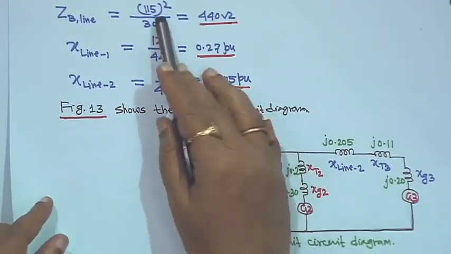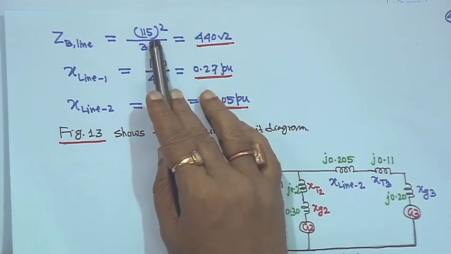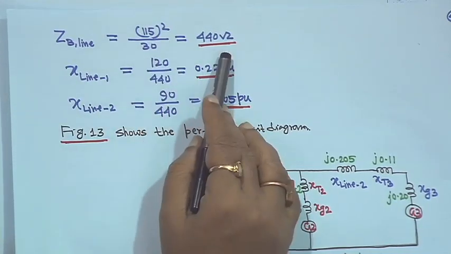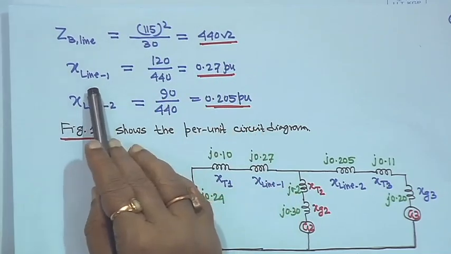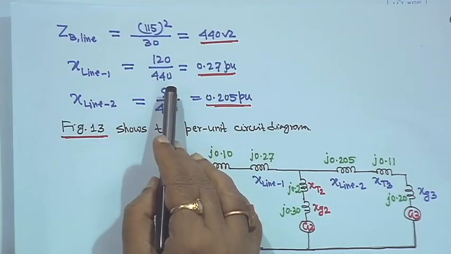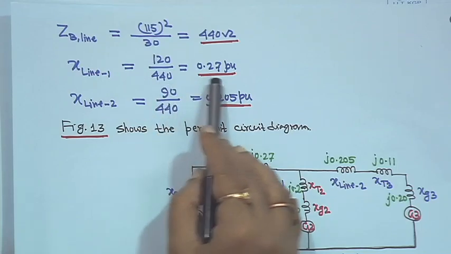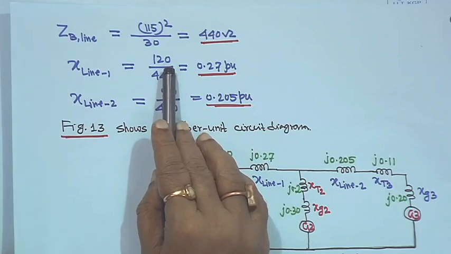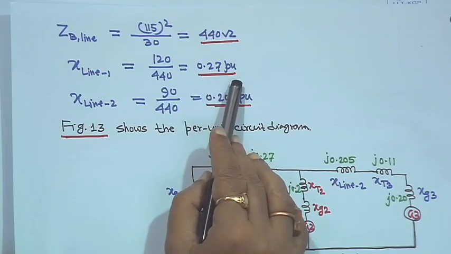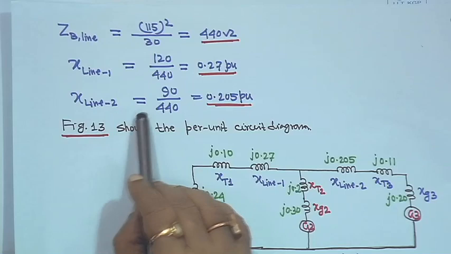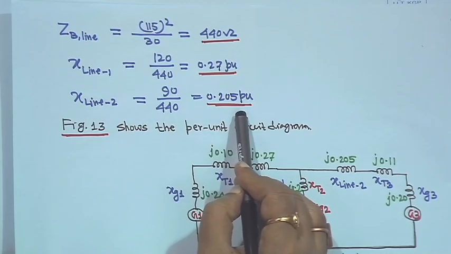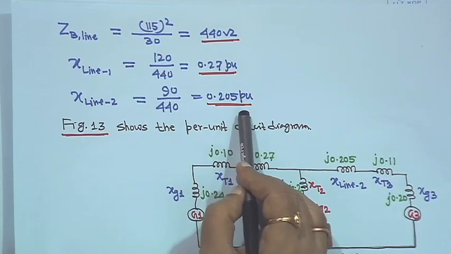Now, for the line, 115 kV is the line base voltage. So ZB line is 115 squared upon 30, that is 440 ohm. So X line is 120 by 440, which is 0.27 per unit, because the line reactance was given as 120 ohm. Similarly, X line 2 is 90 upon 440, that is 0.205 per unit.